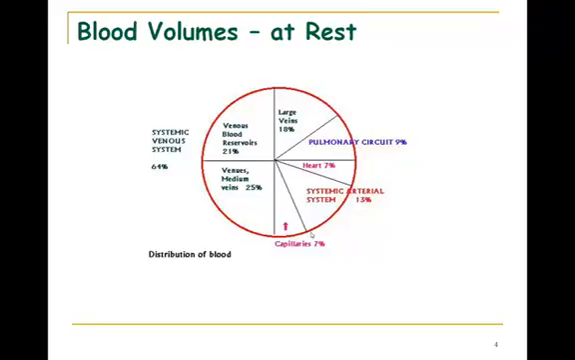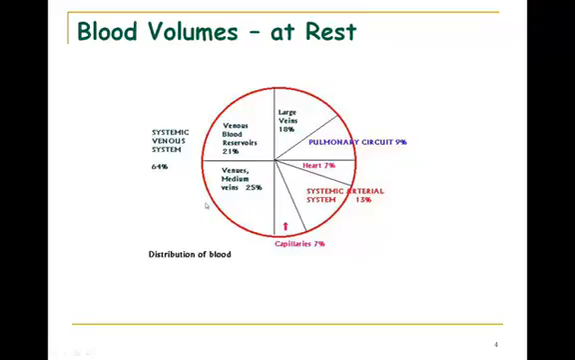These numbers are dynamic. They're not static. So during, for example, exercise, the amount of blood in the systemic venous system will decrease, because some of that blood is being moved over to the arterial system, or the systemic system, so you can increase your venous return and increase your cardiac output. So that's an important concept to know, that these numbers are not static.